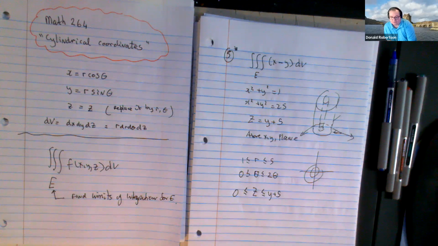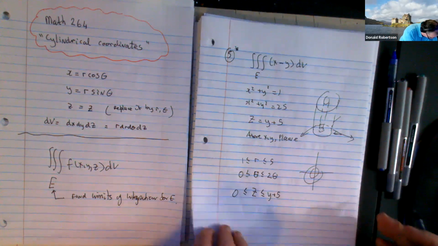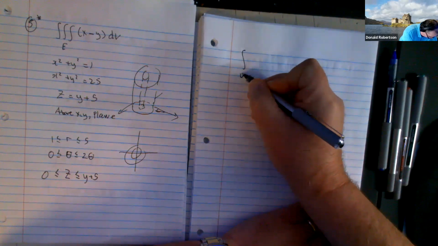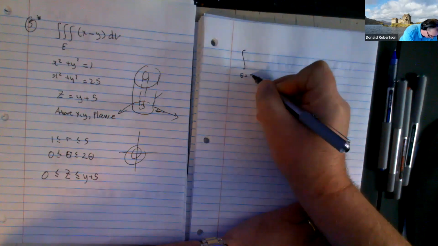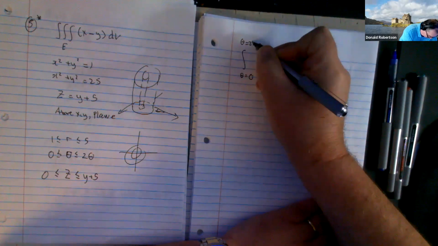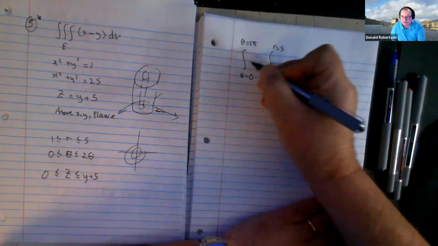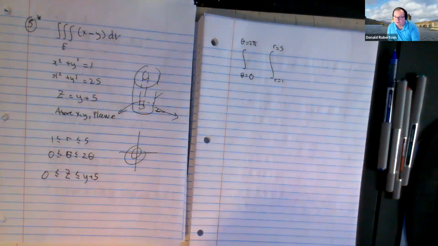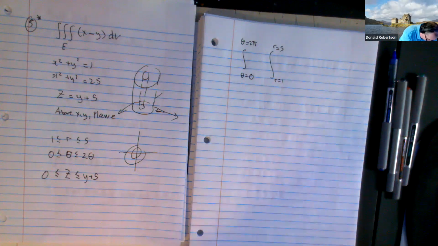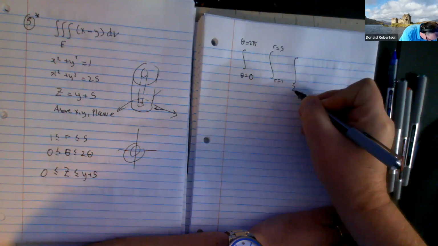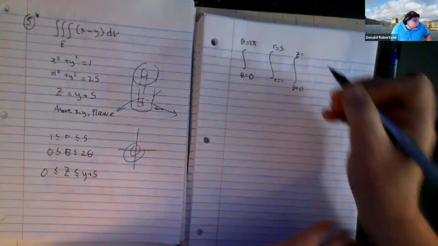So you put that package together, and you're going to be doing the integral from theta equals 0 to theta equals 2 pi. You're going to do the integral from r equals 1 to 5. Couldn't I switch those 2 around and it wouldn't matter too much, right? Although you got to see what's coming later. And then you're going to do the z's. And the z's are going to be from 0 to y plus 5.